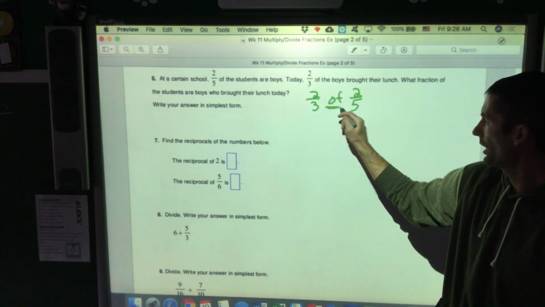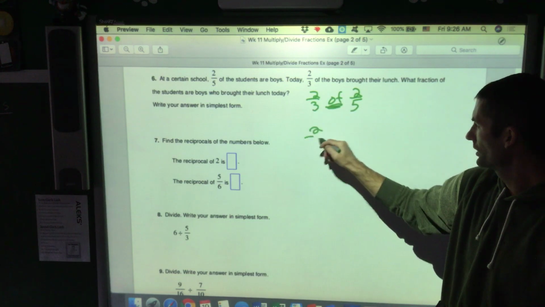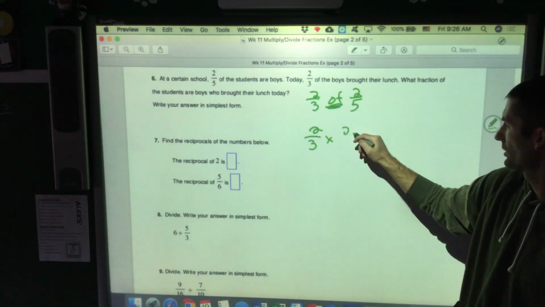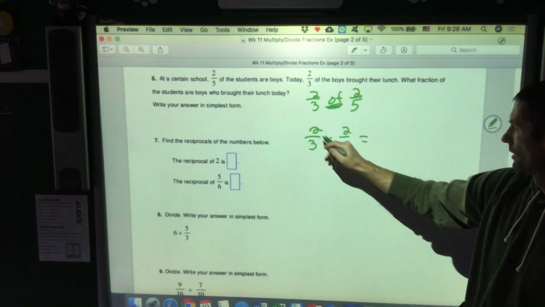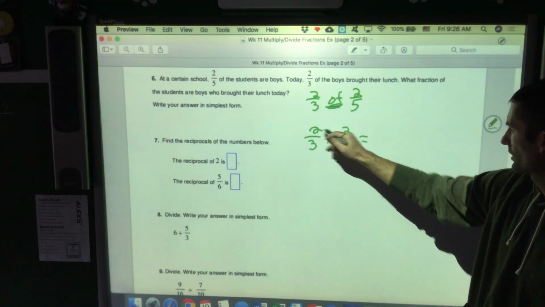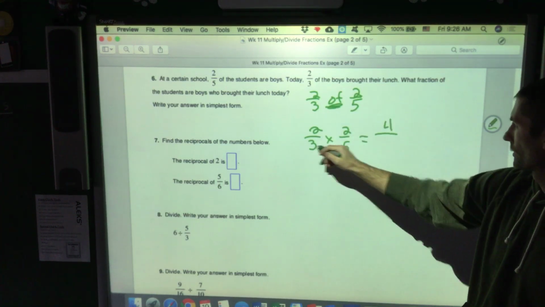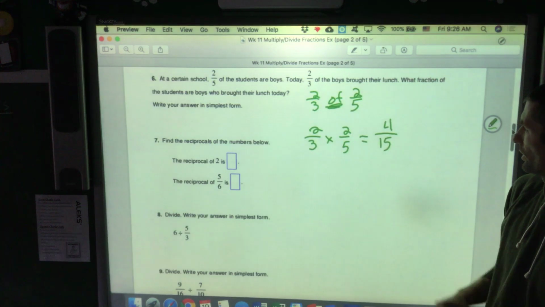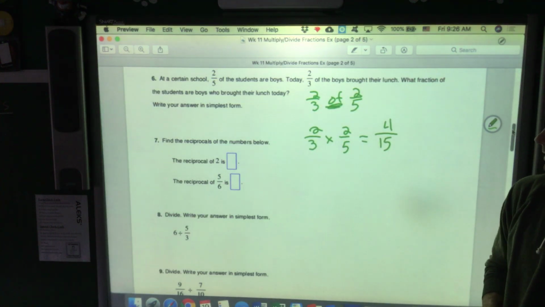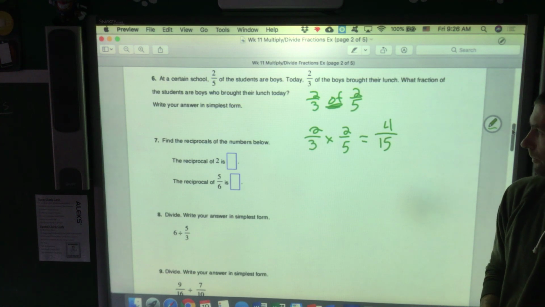We've talked a lot about this. Of means multiply. 2/3 times 2/5. You cannot simplify anything. 2 times 2 is 4. 3 times 5 is 15. So the answer is 4/15 are boys who brought their lunch. Pretty small fraction.